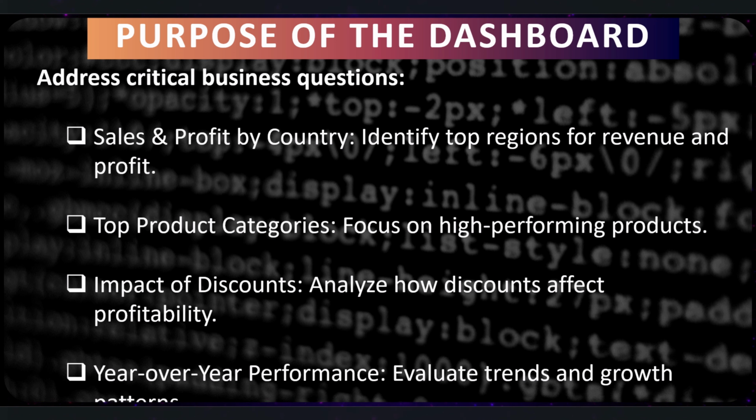Next, they want to know which product categories are performing best. Identifying top performing categories helps focus marketing efforts and optimize inventory management. Next, what is the impact of discounts on revenue? Discounts can drive sales, but they also reduce revenue. So management needs to assess whether discounts are helping or hurting overall profitability. And lastly, how are we performing year over year? Year-over-year comparisons reveal trends and growth patterns, helping management evaluate business progress.